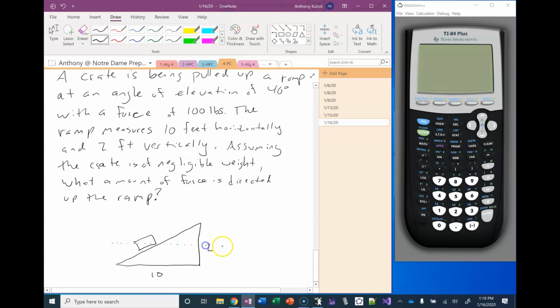And if this is like the horizontal, that's like 40 degrees that we're pulling with that 100 pounds of force. Notice that the angle in which we're pulling the crate is not exactly the same angle of the ramp. It's not pulling it directly in line with the angle of the ramp. So that's kind of the setup for our problem. Is everybody okay with that idea?